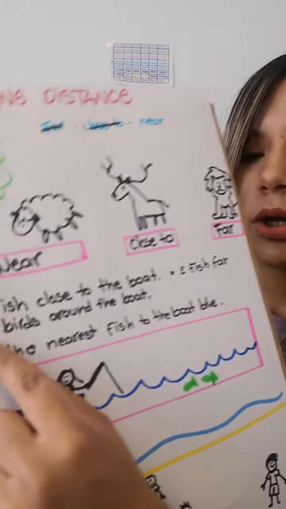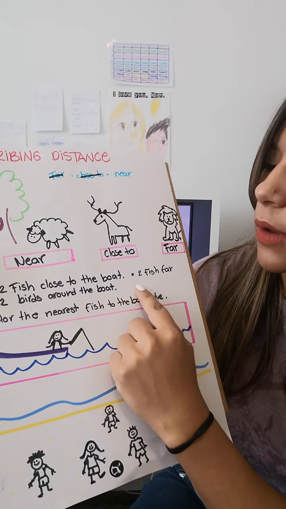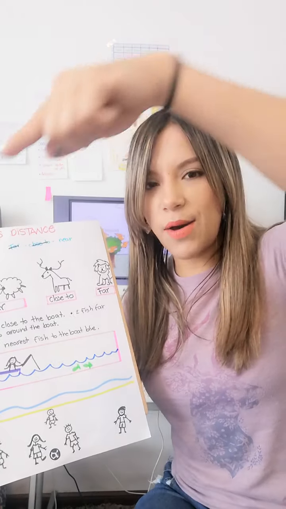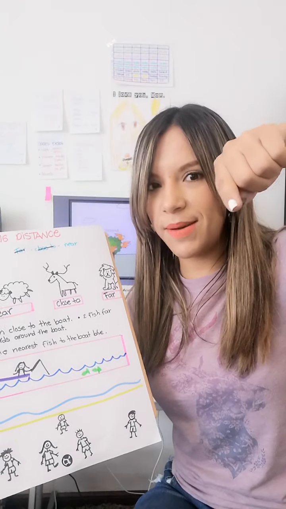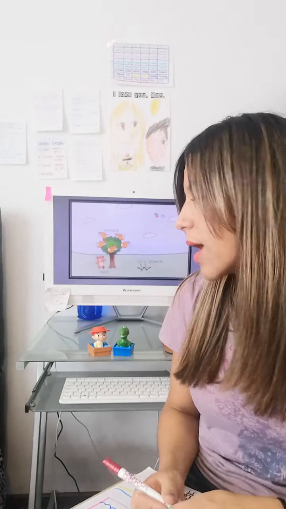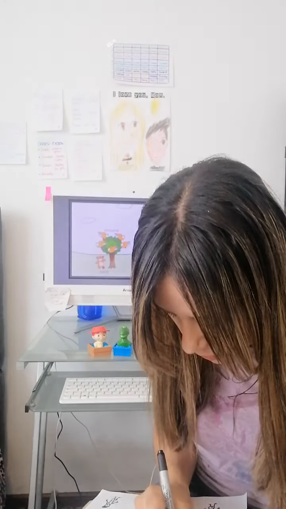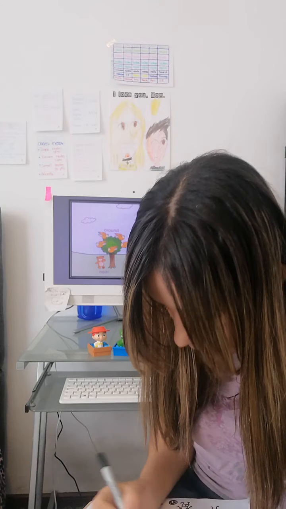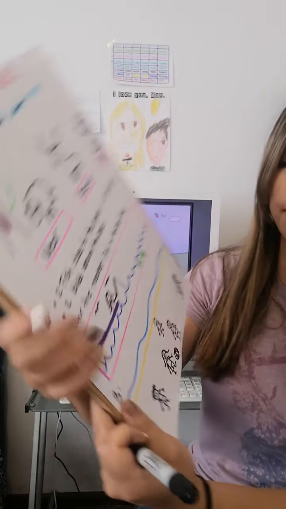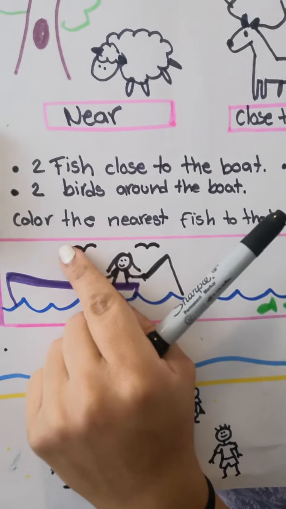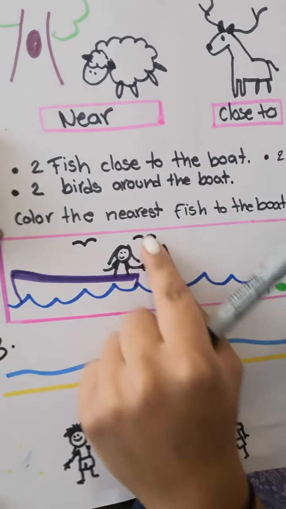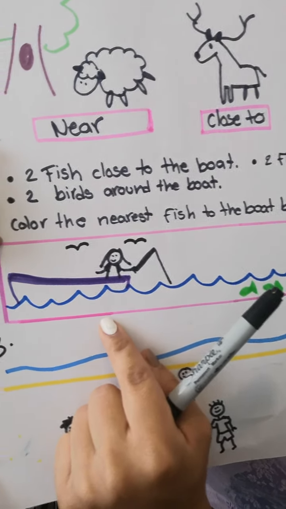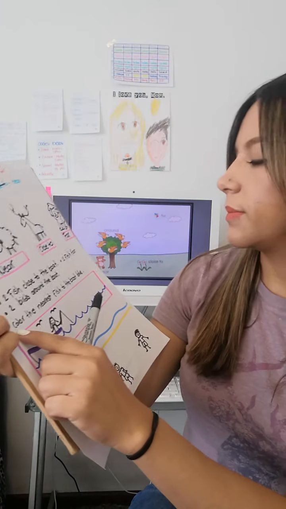Okay, then it says 2 birds around the boat. Around. Remember? 2 birds. Okay, so let's draw 2 birds around the boat. I'm going to draw them very easy. Look at my birds. 2 birds around the boat. Okay? Now, let's keep going.